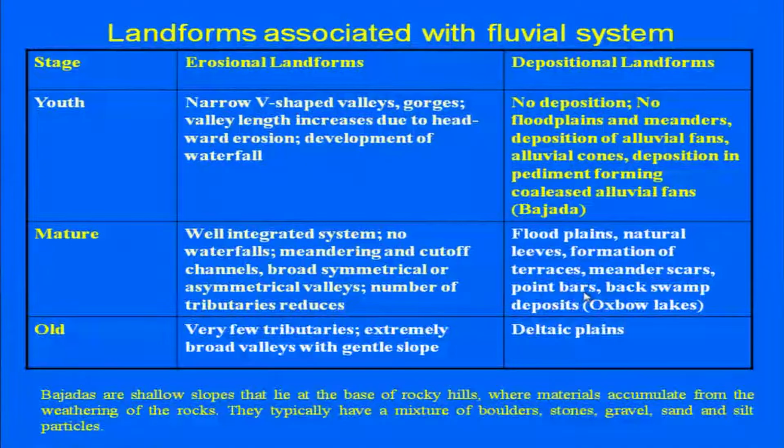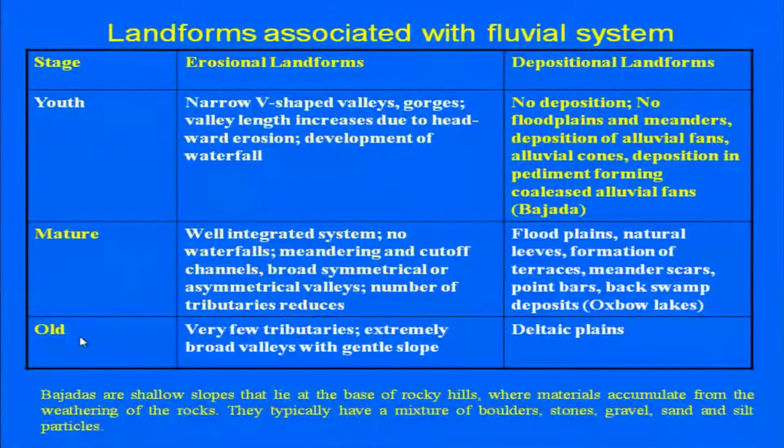So these are all depositional landforms, and they are also termed erosional landforms. You will have meander scars which will result in the formation of point bars on the other end, and back swamps where the oxbow lakes are formed.